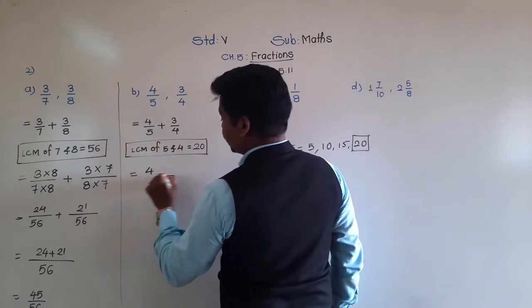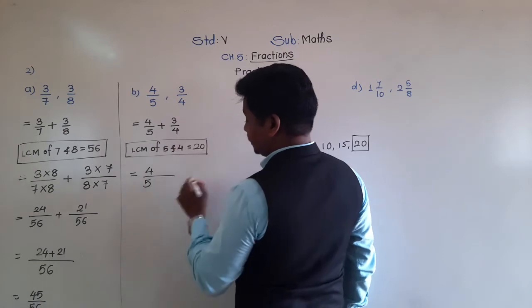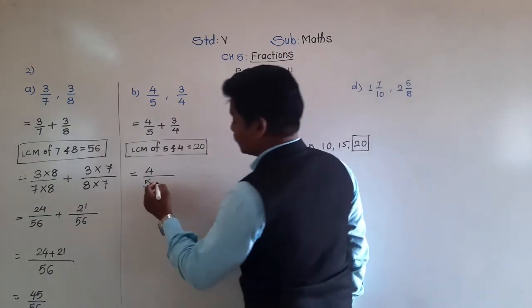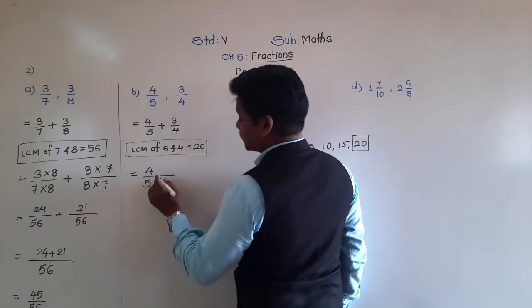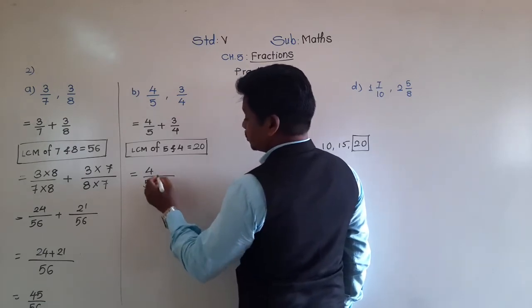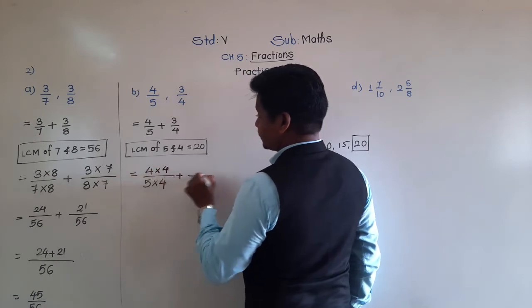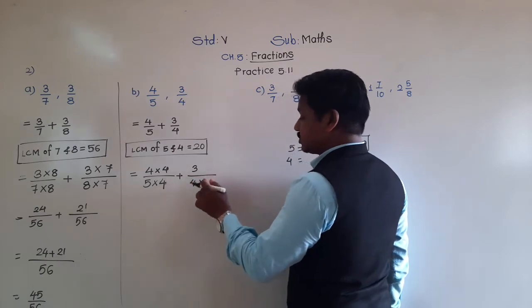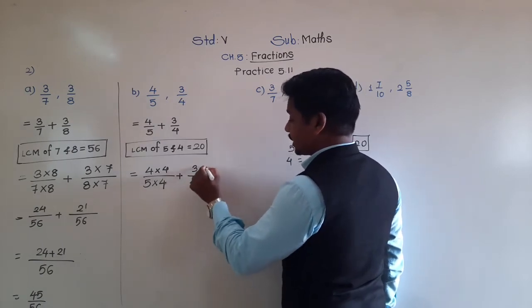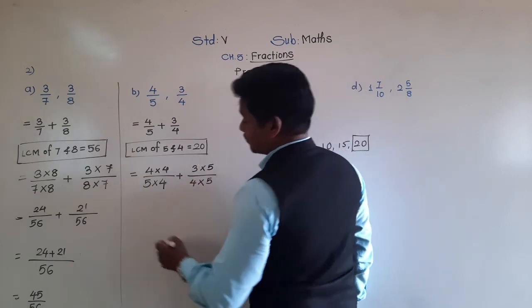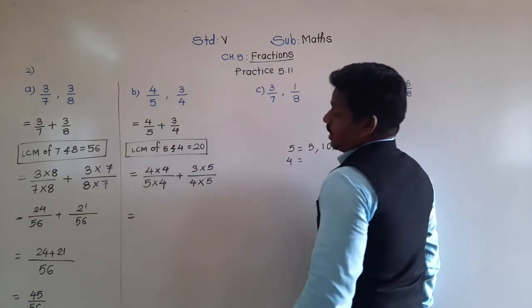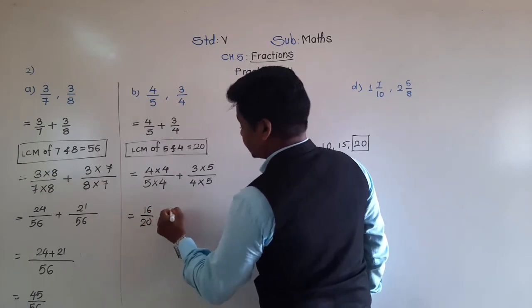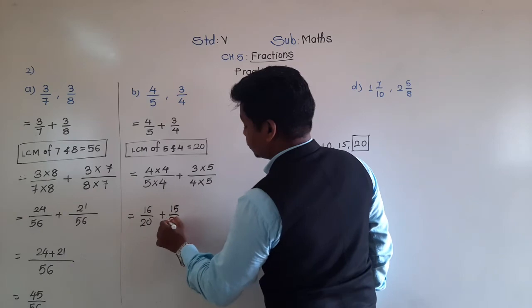Okay, so 4 upon 5, this first fraction, your denominator is 5, we have to make it 20. By which number we have to multiply 5? You know 5 4s are 20. So here also multiply by 4. Plus 3 upon 4, here denominator is 4, we have to make it 20, so we need to multiply 4 by 5. So here also multiply by 5. Now 4 4s are 16 upon 20. Plus 3 5s are 15 upon 20.